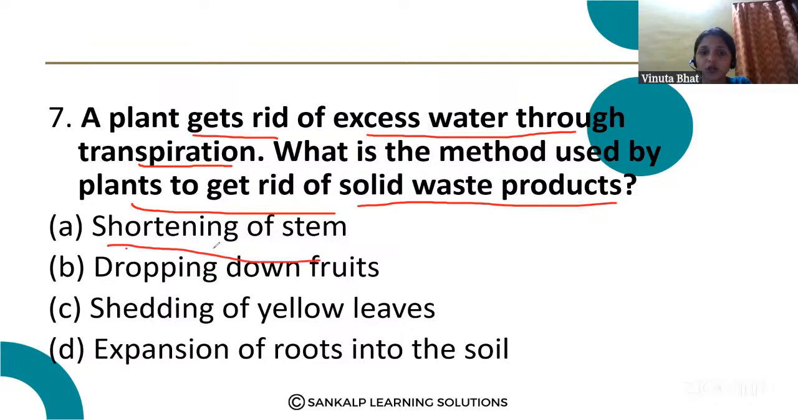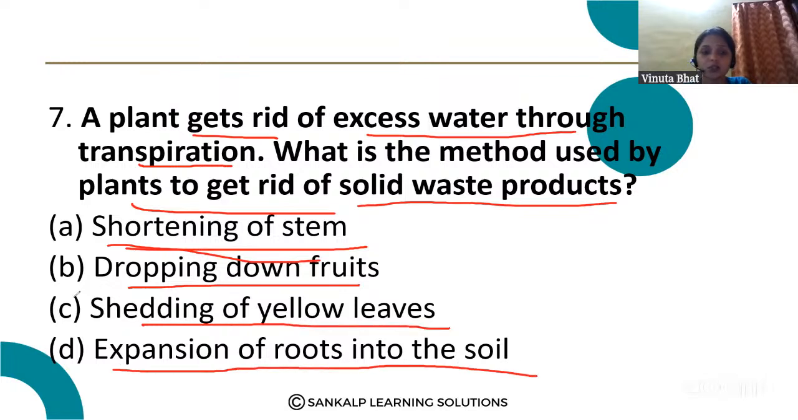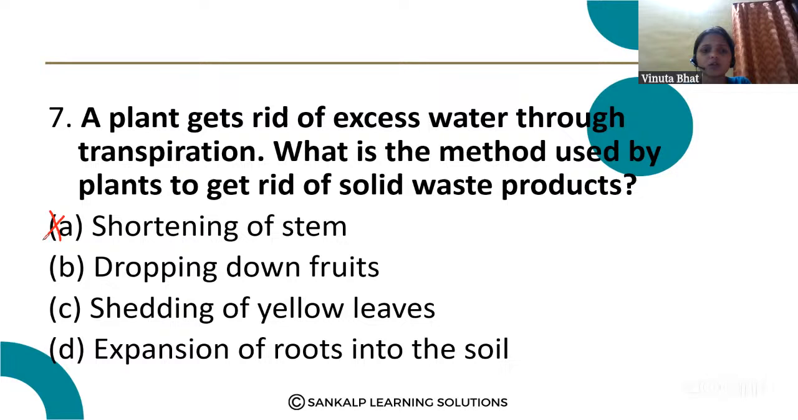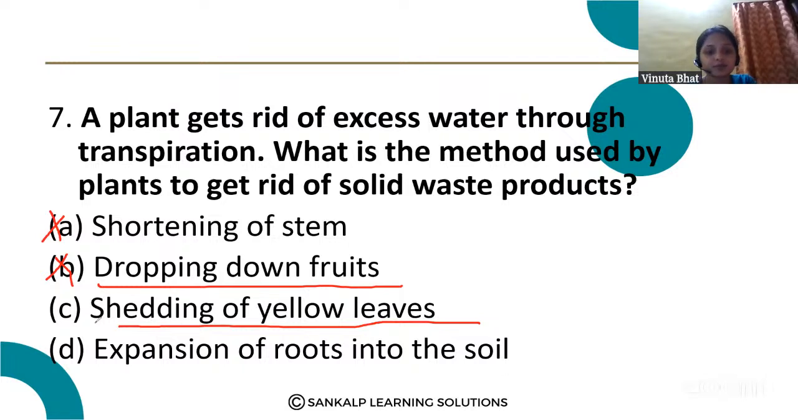Shortening of stem, dropping down of fruits, shedding of yellow leaves, expansion of roots into the soil. Here, shortening of the stem does not remove solid waste, dropping down of fruits does not remove solid waste, shedding of yellow leaves. Option C, shedding of yellow leaves, which store the solid waste products. They are stored in the yellow leaves, and when they are removed from the plant body, the waste products are also removed. Option C.